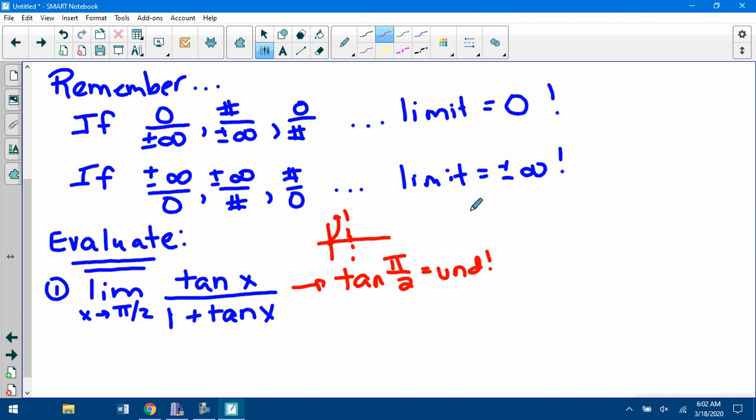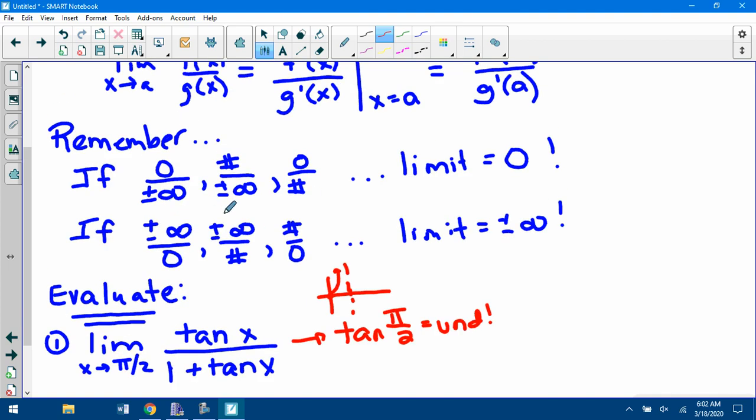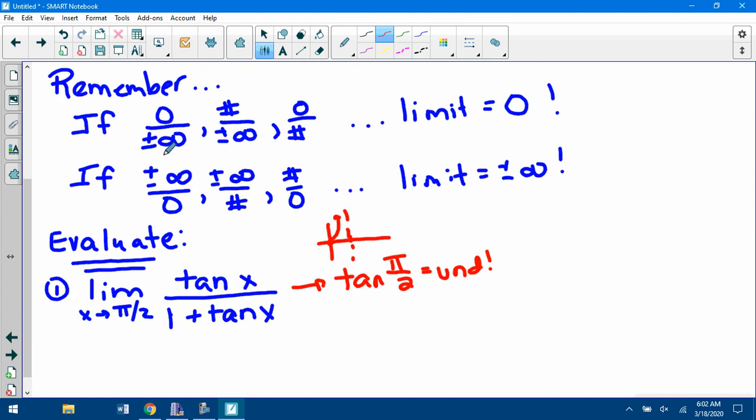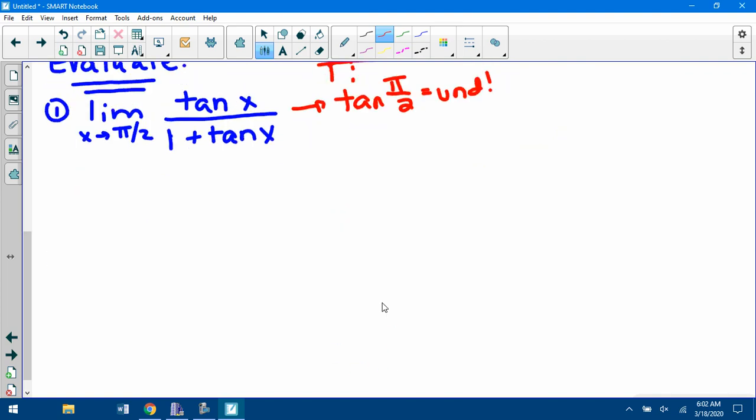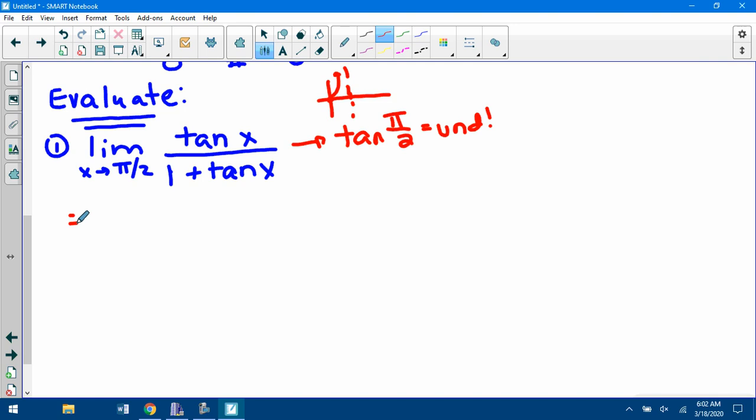So that's annoying. None of these, infinity doesn't mean undefined. So what do I do? Well, we can cheat a little bit. And we know all students love cheating. We can say the limit as x goes to pi over 2, something that's equivalent to tangent, 1 over cotangent. So 1 over cotangent of x all over 1 plus 1 over cotangent of x.